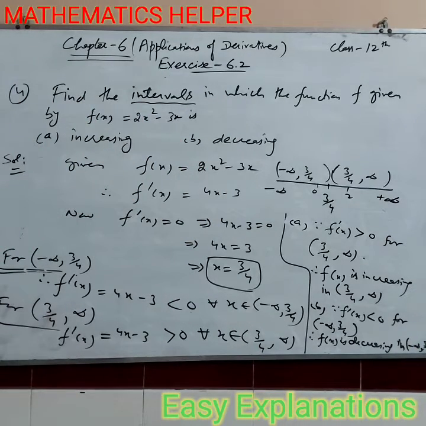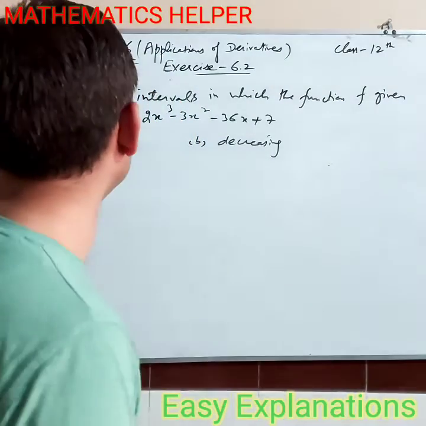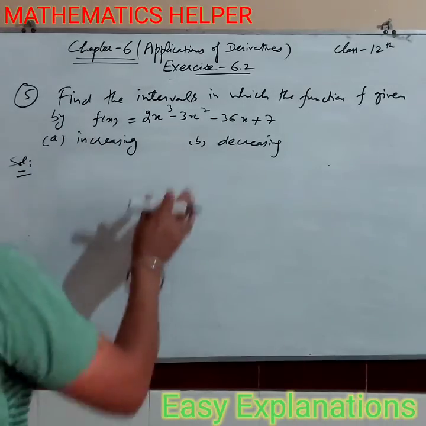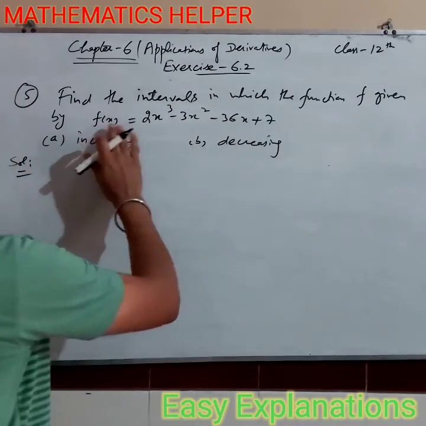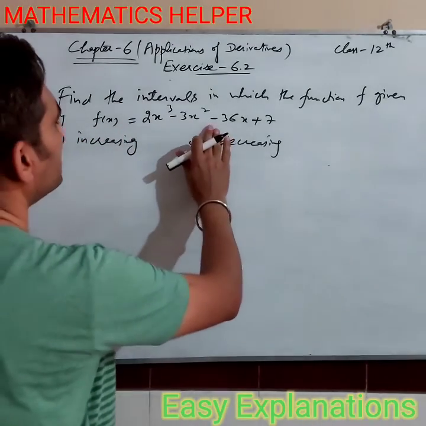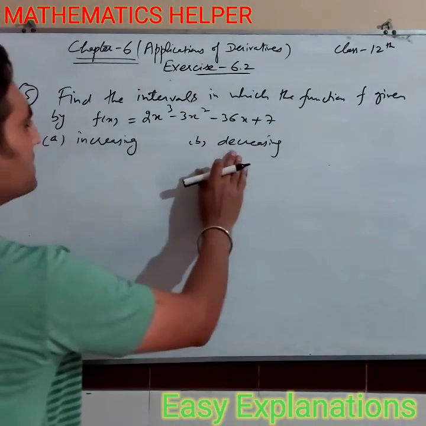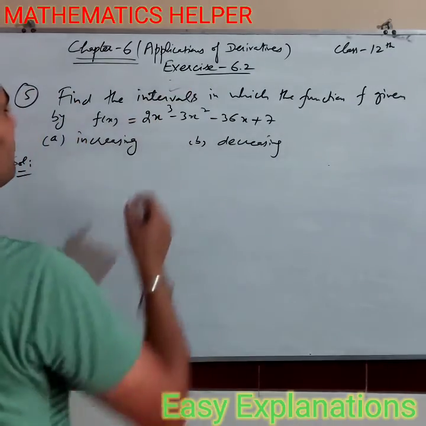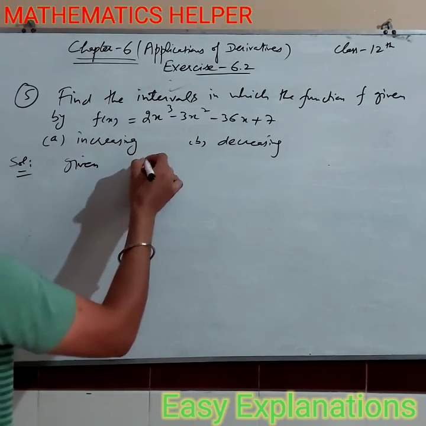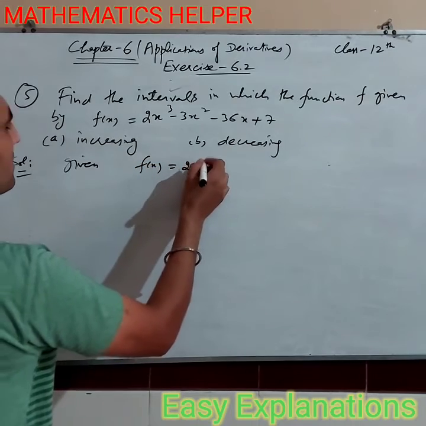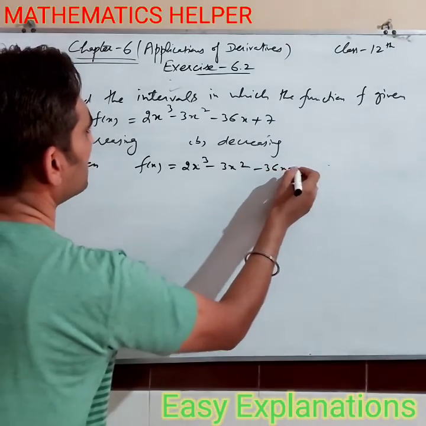See what is next given in question number 5 after this. Question number 5 is also almost similar to question number 4. Find the intervals in which the function f given by fx equal to 2x cube minus 3x square minus 36x plus 7 is first increasing and second decreasing. The main thing is you have to find intervals. So firstly write given. What is given to us? Given is fx equal to 2x cube minus 3x square minus 36x plus 7.